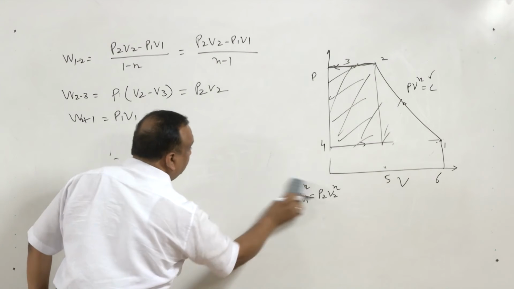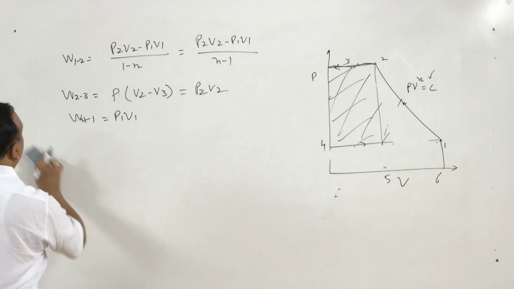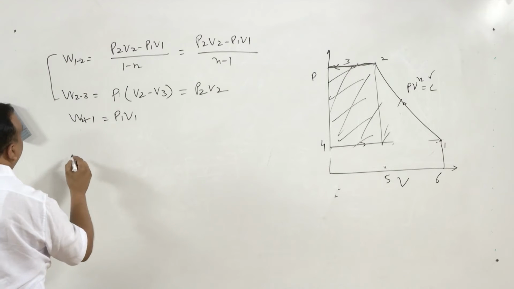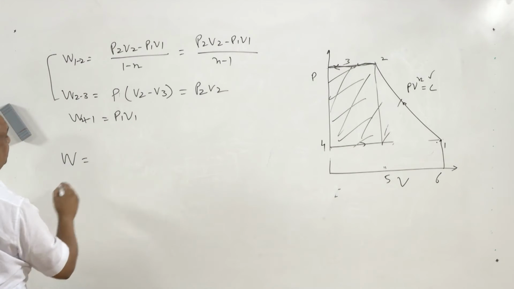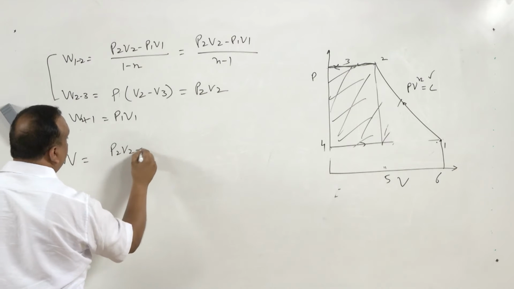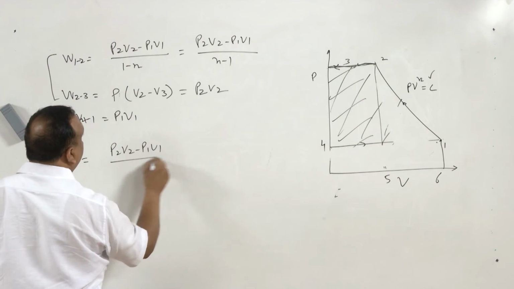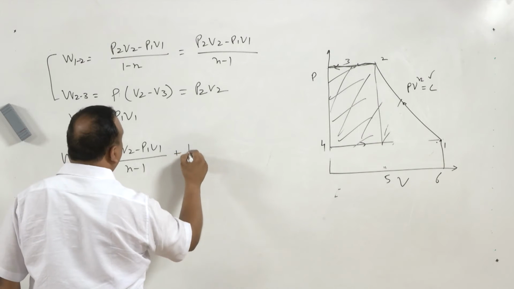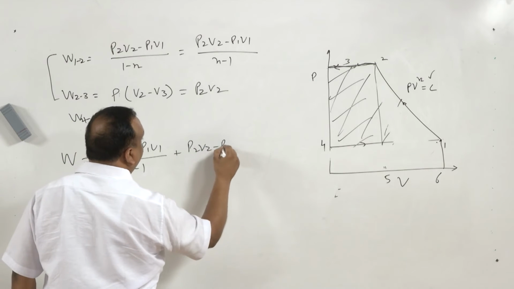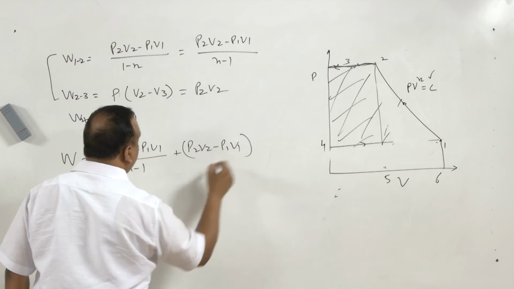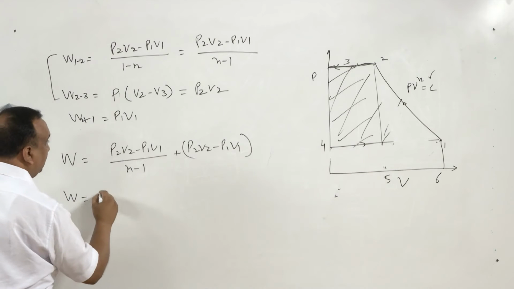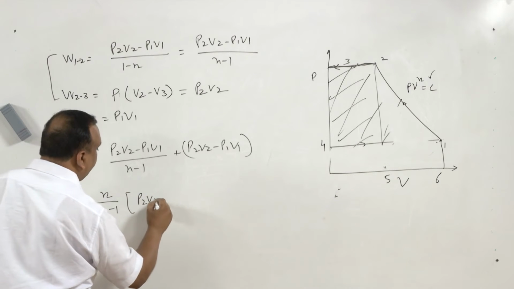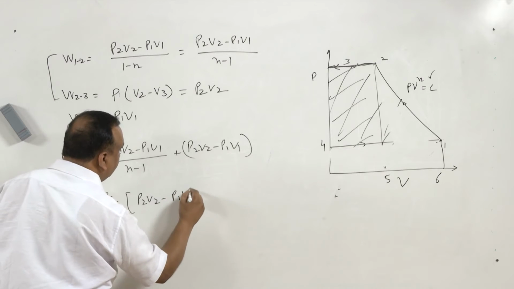Now, if we add all these, 1 and 2, and subtract this one, we will be getting an expression for work for the compressor, that is (P2 V2 minus P1 V1) divided by (n minus 1) plus (P2 V2 minus P1 V1), and the final expression is going to be n upon (n minus 1) times (P2 V2 minus P1 V1).